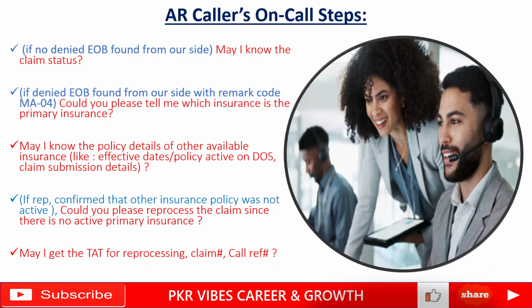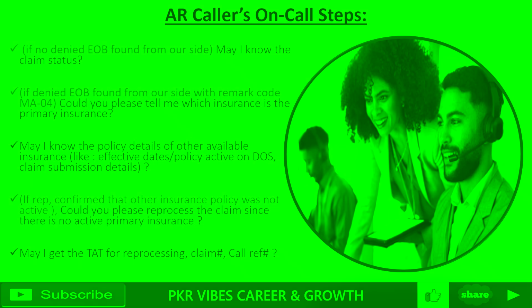So for example, if the insurance representative provides some other insurance name and says that it might be the primary insurance, at that time you have to ask the third point: may I know the policy details of the other available insurance, like effective dates, whether the policy was active on the date of service or not, and claim submission details. These are all details you have to get from your insurance representative over the phone call about the other available insurance.